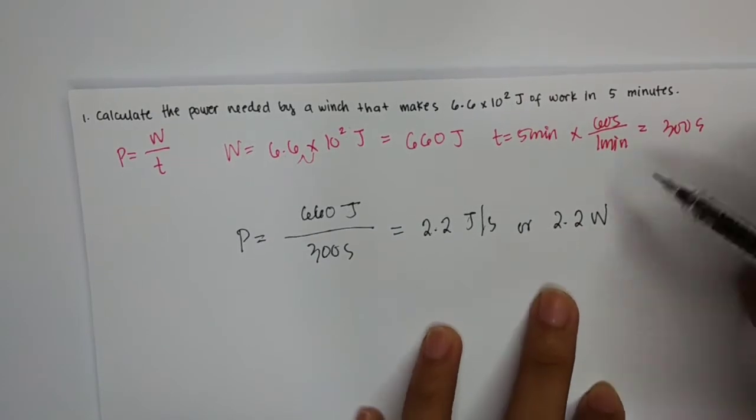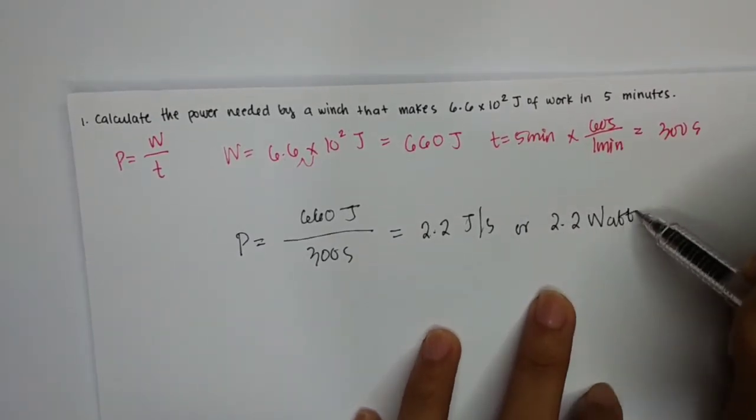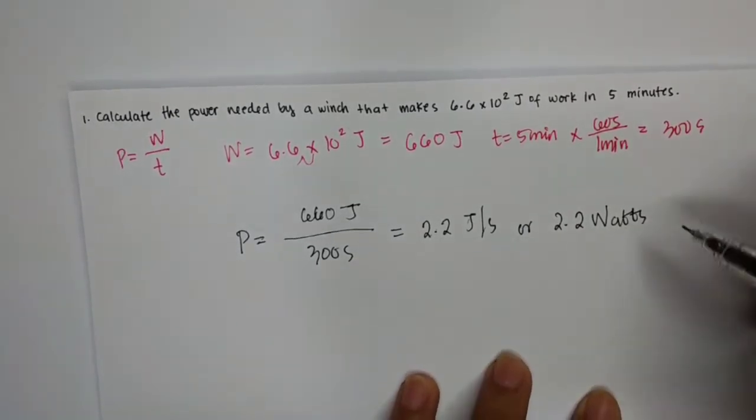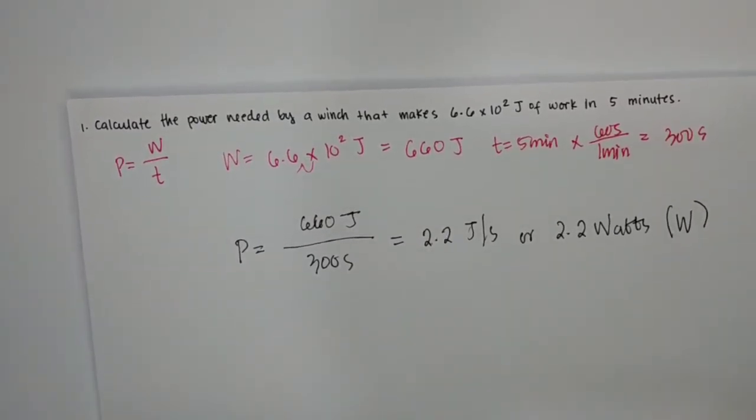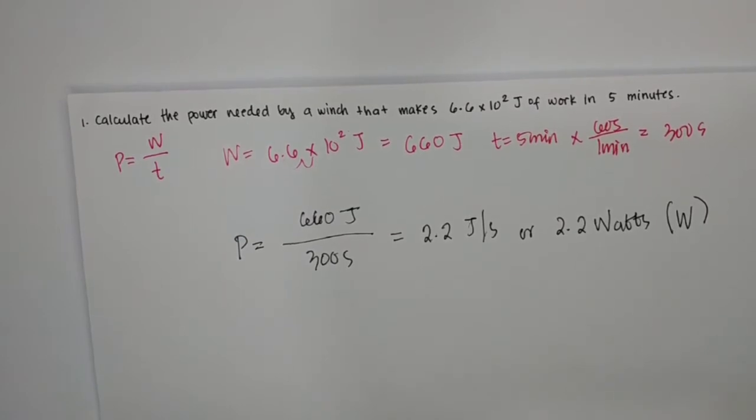Or we can just say watts. So that is 2.2 watts. The watt is denoted by W. Okay? Very easy, right? That is an easy problem. If there are no questions on number 1, let's proceed to number 2.